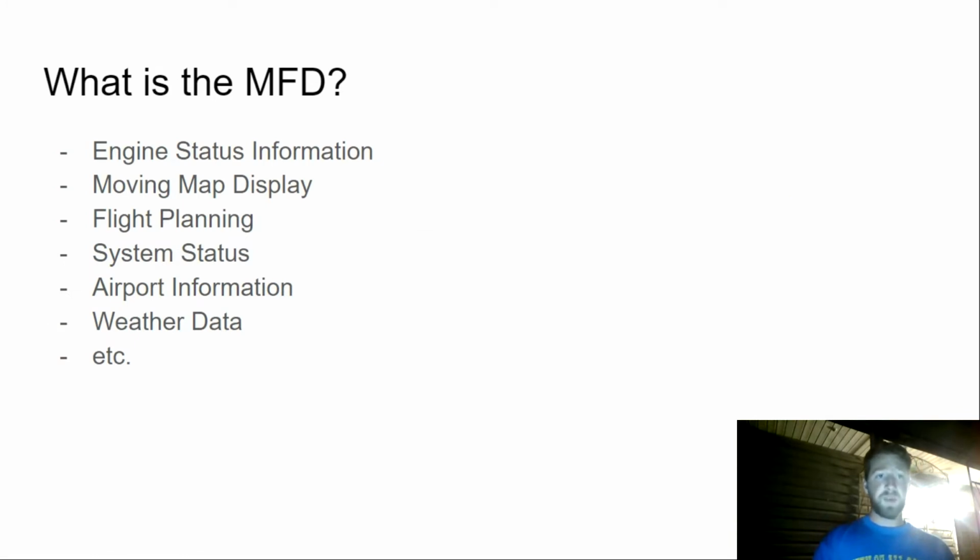So the MFD is where we're going to look if we want to find engine status information, the moving map display, flight planning information, system status for any of the LRUs or line replaceable units, where we go if we want to find airport information, weather data, and etc. There's a lot that the MFD can do. Think about it as an EFB, or electronic flight bag, on steroids.